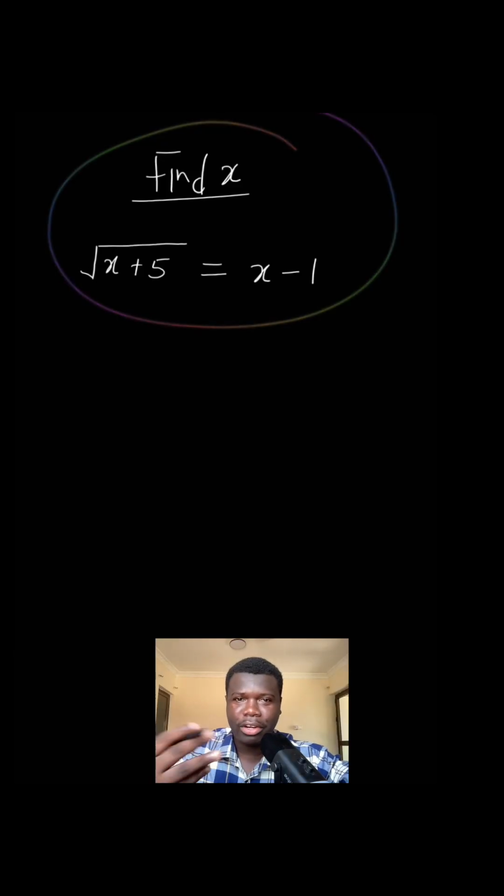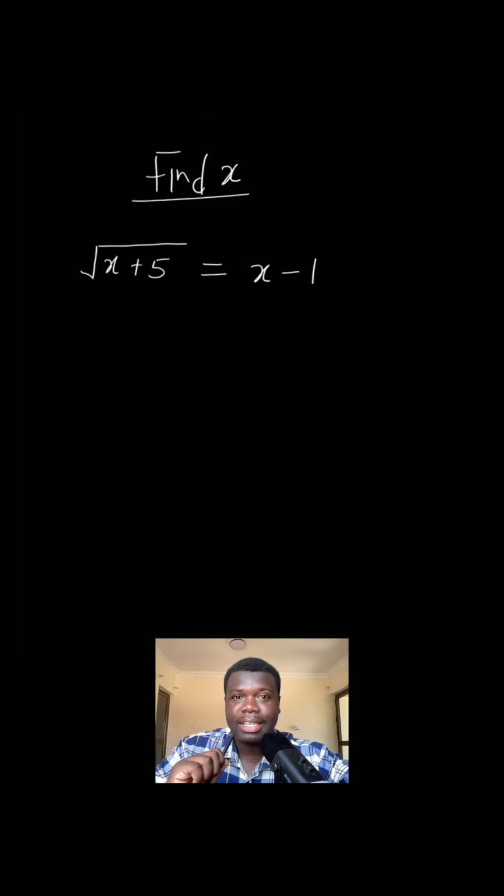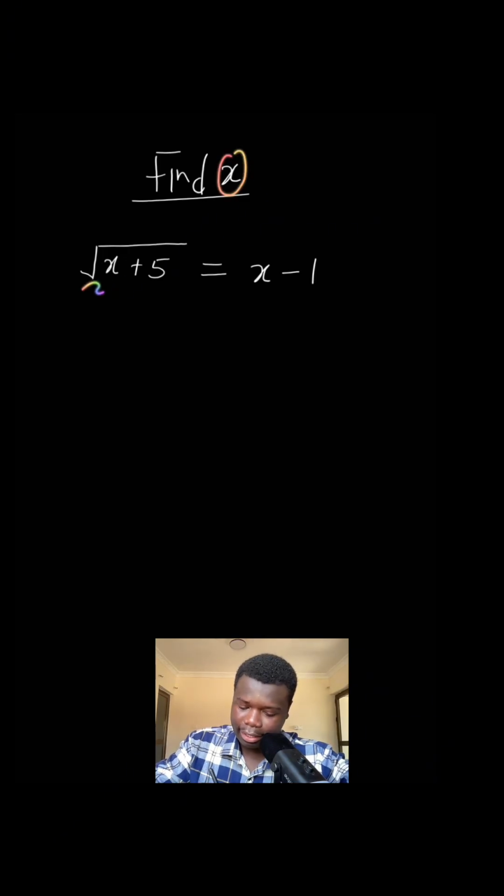This question can look very tricky, but when you follow the steps, it's actually really simple. So let's go. Find the value for x. In this equation, we have square root of x plus 5 equal to x minus 1. So what we can do is rewrite our question: square root of x plus 5 equal to x minus 1.